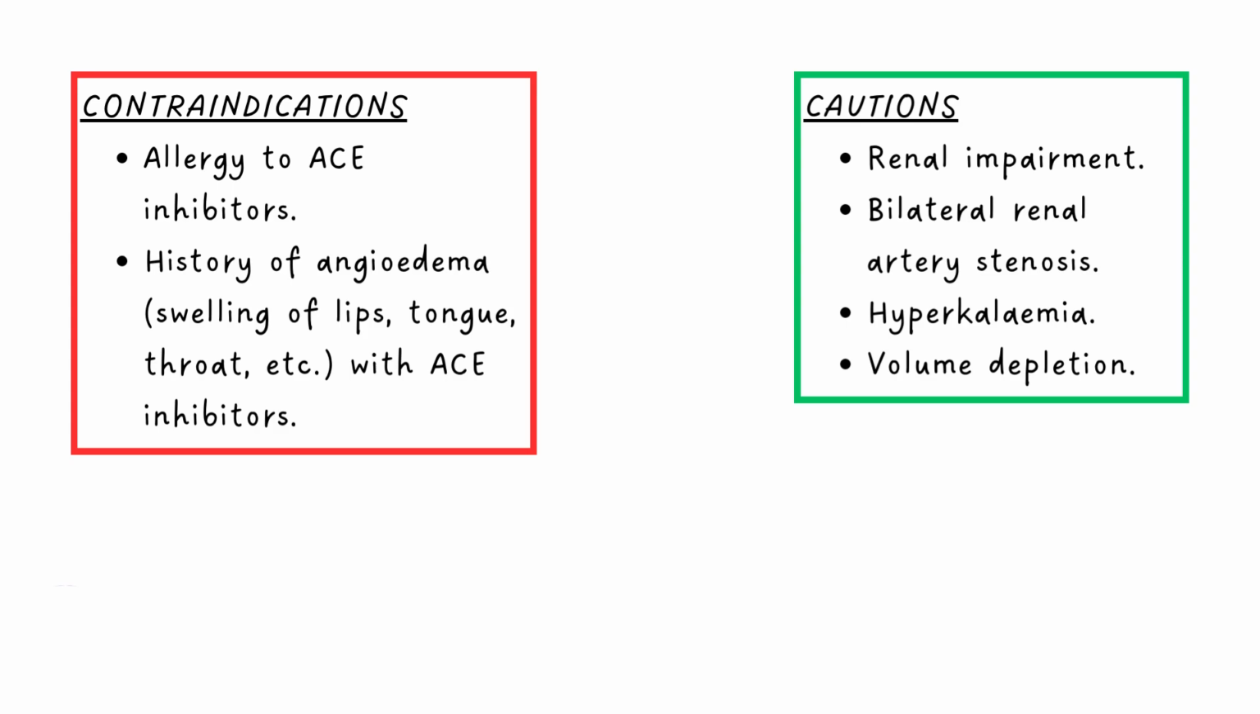So when should we be cautious? Well, if they have some form of renal impairment, bilateral renal artery stenosis, if they've already got hyperkalemia or have suffered with hyperkalemia in the past, and also volume depletion. So these are things that we could give them for it, but we also need to keep monitoring to make sure that it is appropriate with this patient.